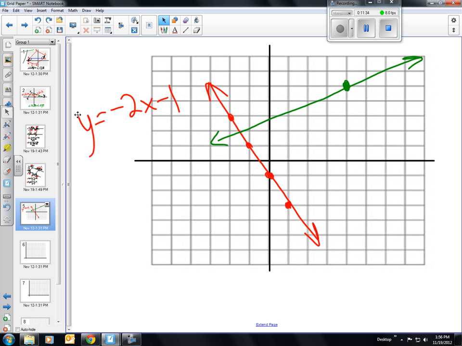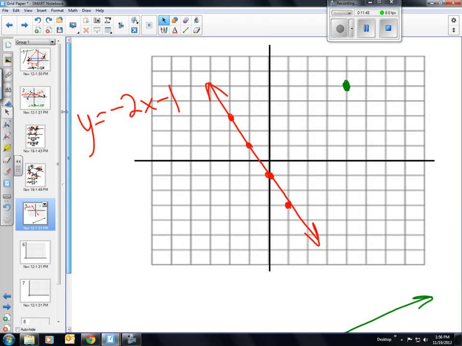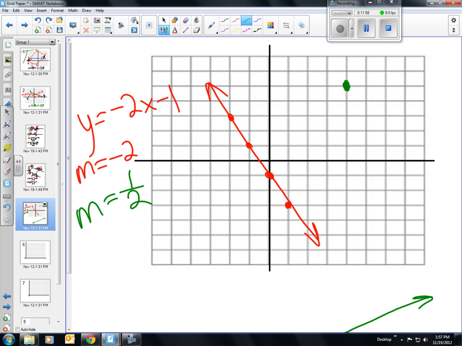And the way you would find other points for this graph is you basically start with the fact that perpendicular slopes have to be opposite reciprocals of each other. So here, if the slope of the red line is negative 2, so m in this one is negative 2, then the slope of my green line that's perpendicular is going to be a positive 1 over 2.